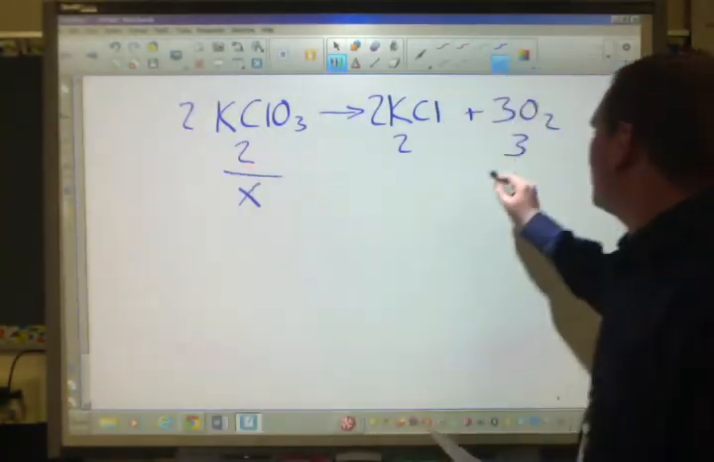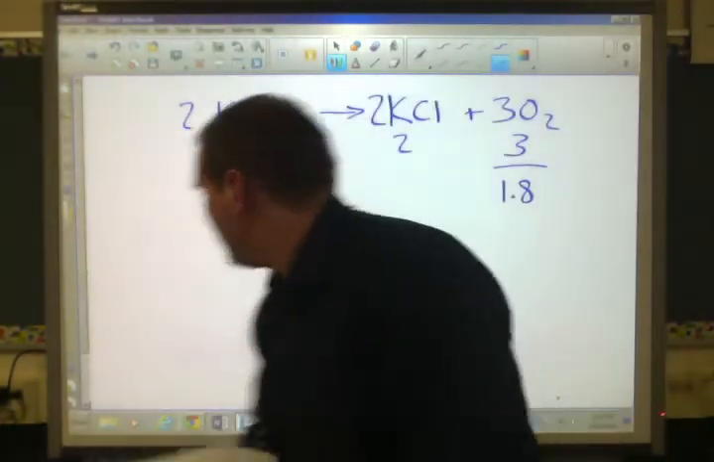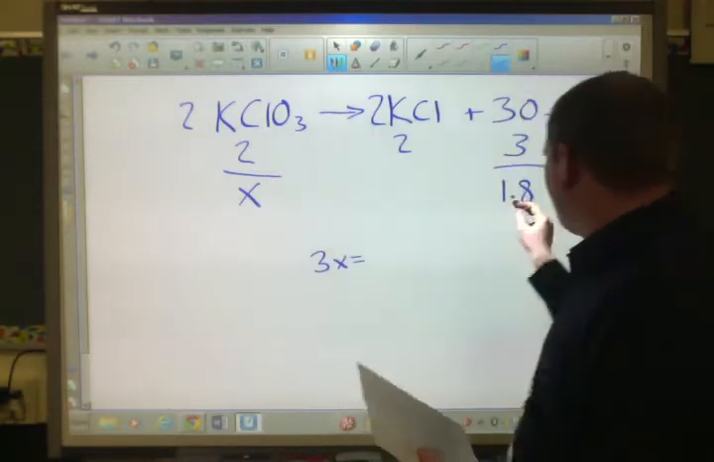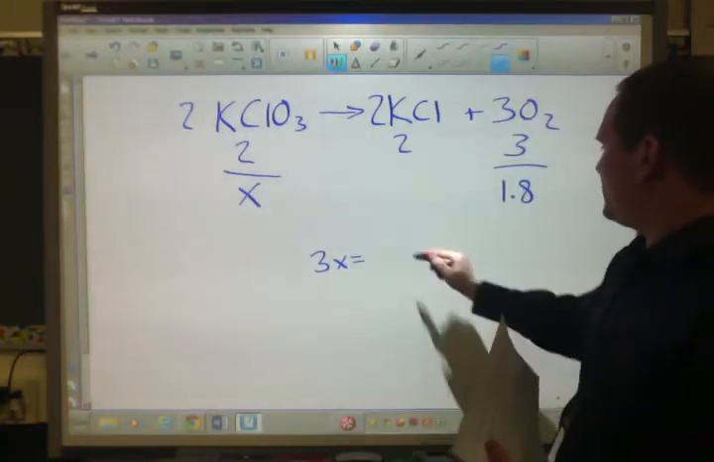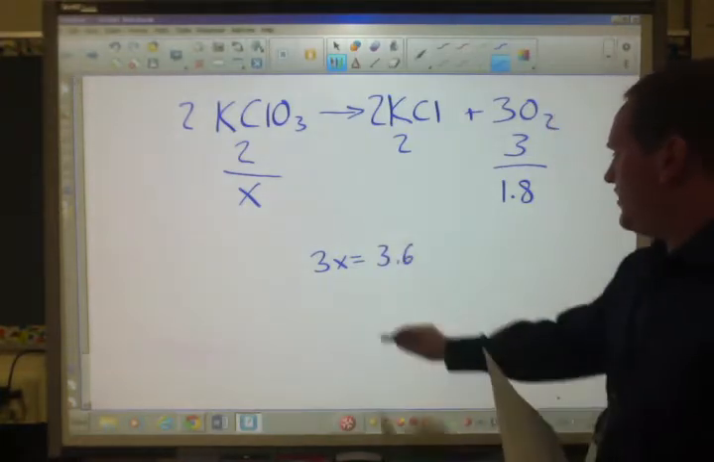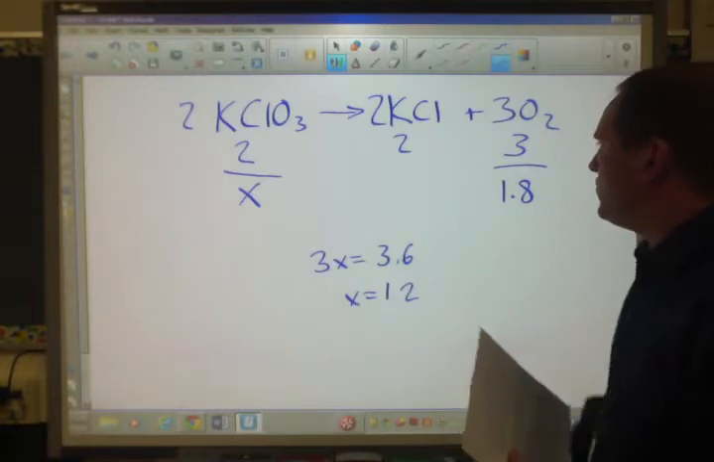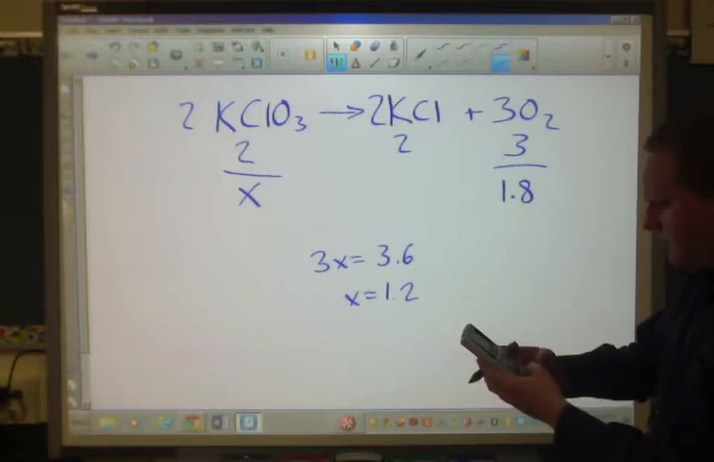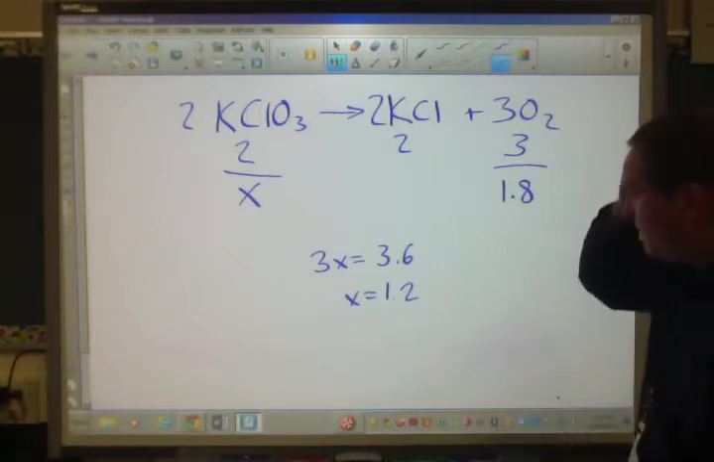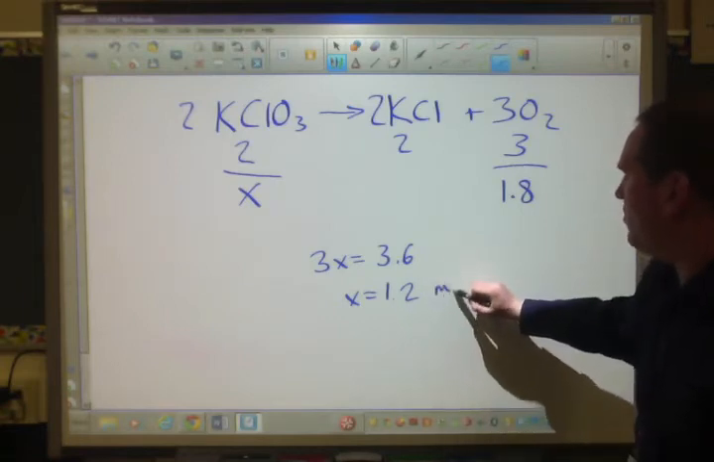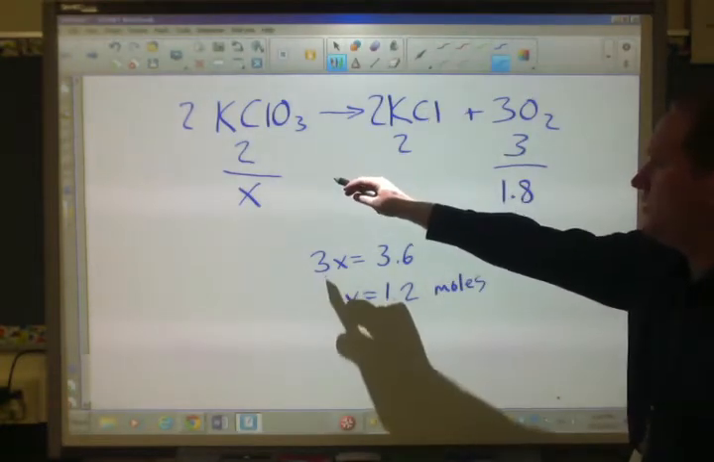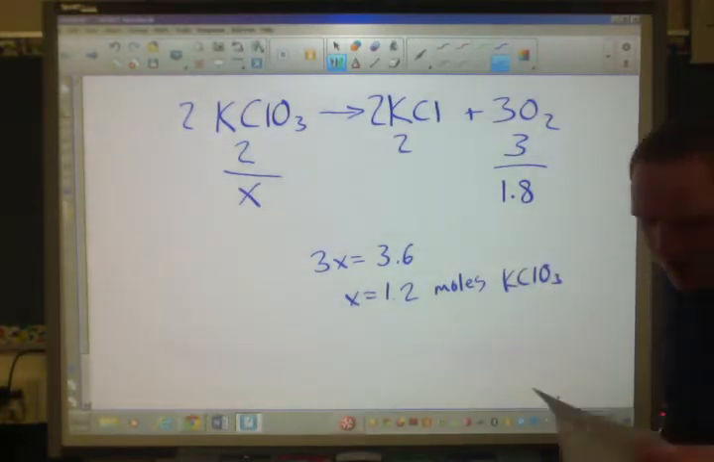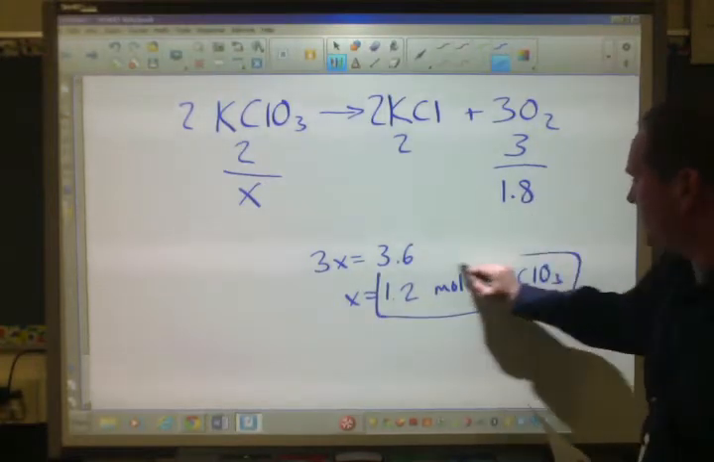x, 2 over x equals 3 over 1.8. So we cross multiply, so it's going to be 3x equals 2 times 1.8, which is going to be 3.6. And therefore x is going to be 1.2. Let me just double check. Seems simple math, but you never know. 2 times 1.8 divided by 3. Right. So x is 1.2 moles of KClO3. And let me check my sig figs. Problem gave me 1.8, 2 sig figs. 2 sig figs. We're done.